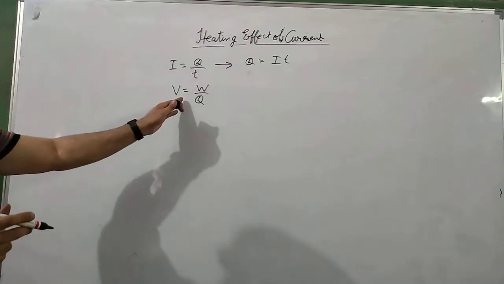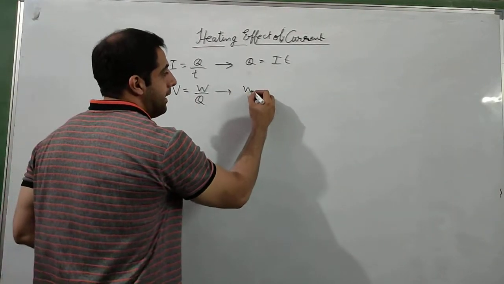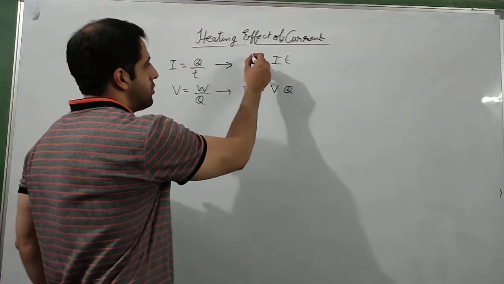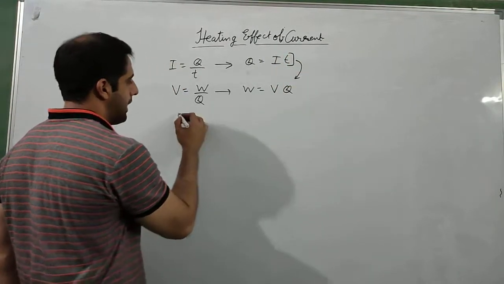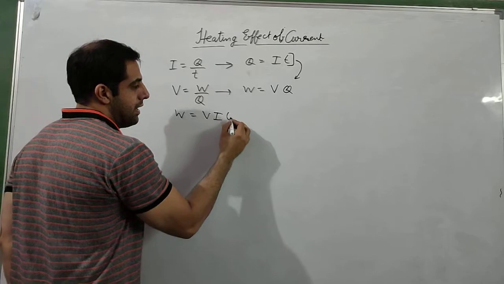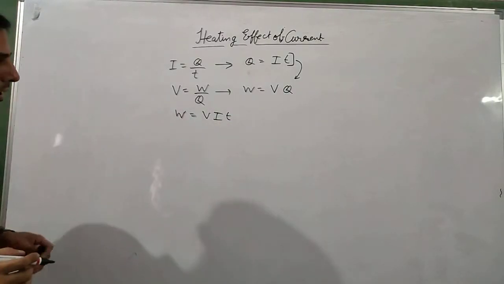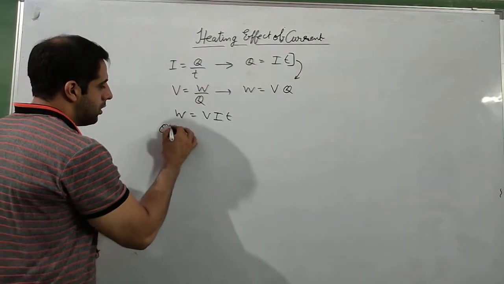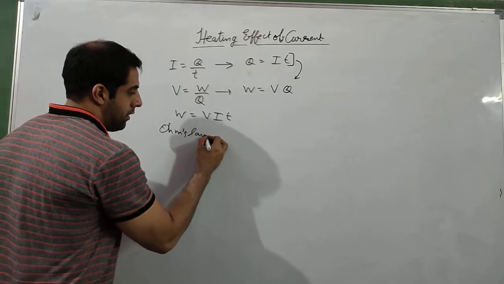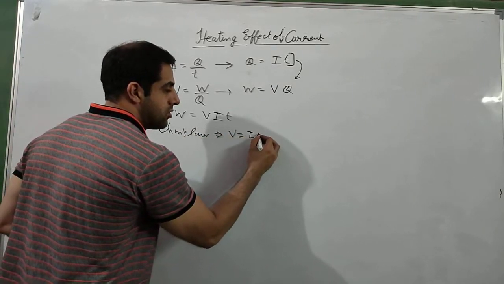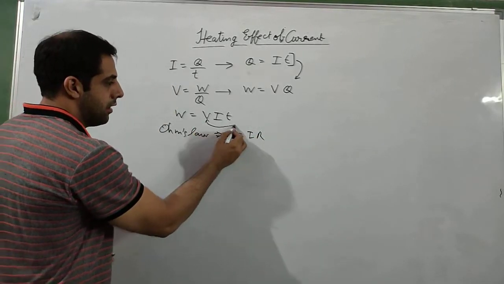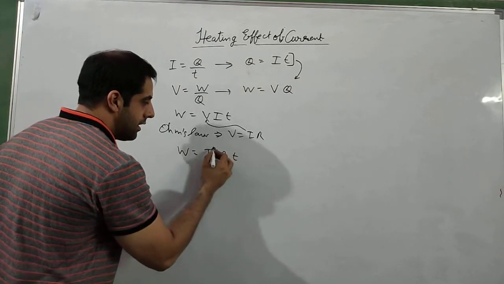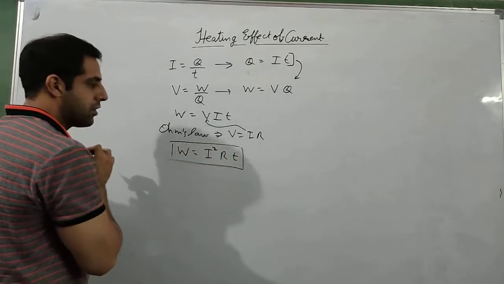So this becomes V equals W by Q. From here we can write W equals VQ. We will use the value of Q here, so we will get W equals VIT. So this is the work done in moving a particular charge Q from one end of the conductor to the other end of the conductor. Now from Ohm's law, we know that V equals IR. So if I replace V with this value, then the work done will be given as I square RT, and this will be your main formula for the heating effect.